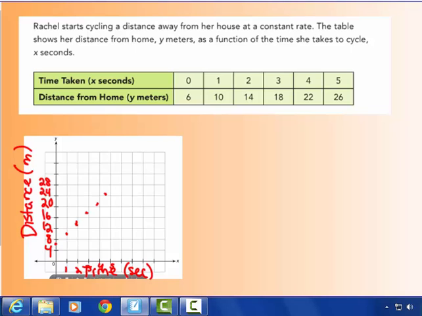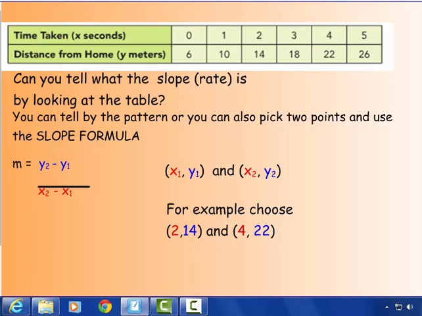So yes, it's a linear function. It's going up at a rate of 4 each second. So my graph would be, well, my equation is the next slide that we have here. Can you tell what the slope, the rate, is by looking at the table? I can, because I can see for every increase in my x of 1, my y increases by 4. That's why I decided to count by 4s on the y-axis.